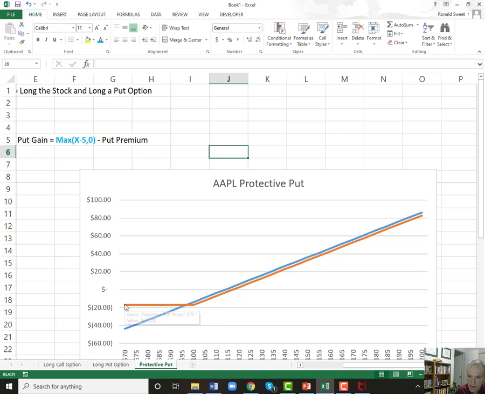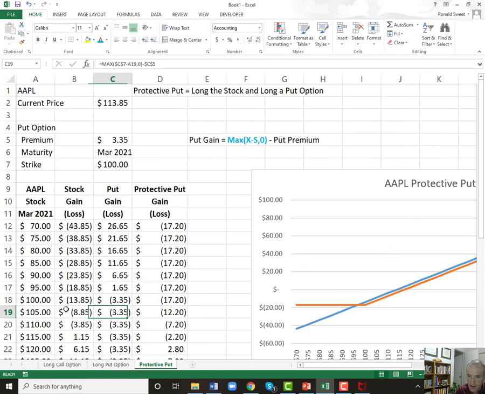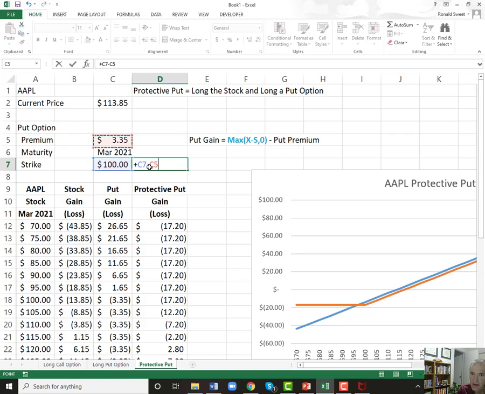If the stock price falls, the most we can lose is $17.20. What is the $17.20? Well, once the stock hits $100, we can no longer lose any money. So if it goes down to $100, we've gone from $113.85 down to 100. At the strike price, we've lost $13.85, but we also paid the premium.